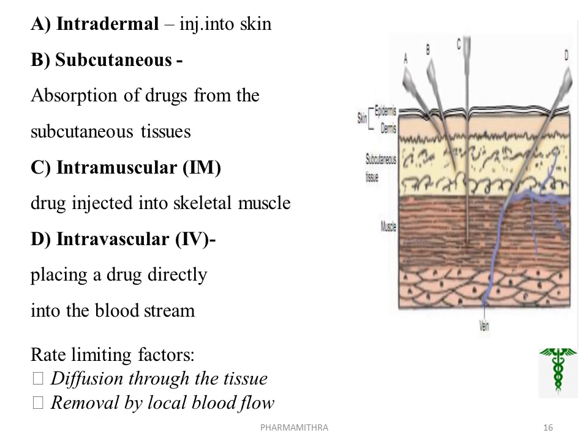Here, first one, intradermal. We are moving into the terms: intradermal, injection into the skin. Subcutaneous, the absorption of drug from the subcutaneous tissue. Intramuscular route, the drug injected into the skeletal muscle. Intravascular, placing a drug directly into the bloodstream. These are the various routes of drug administration.